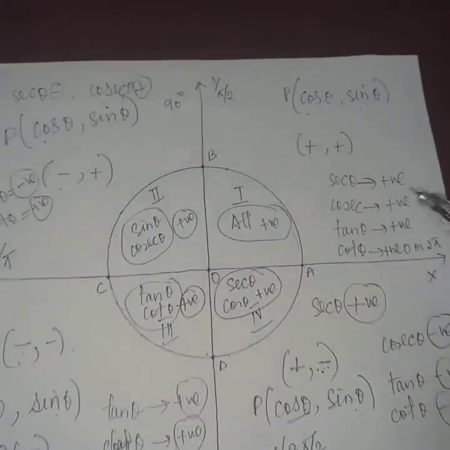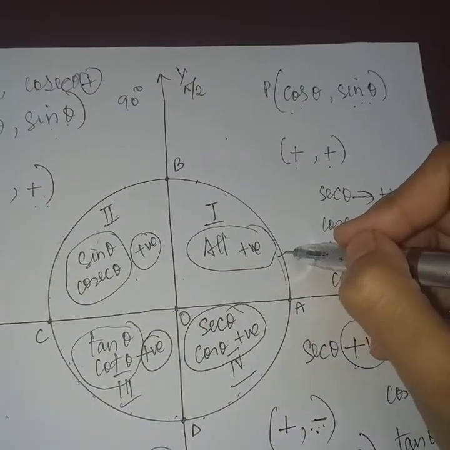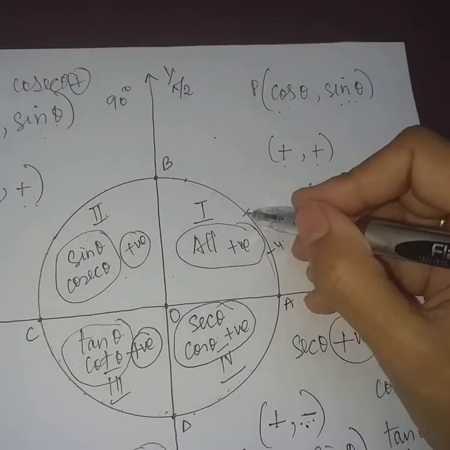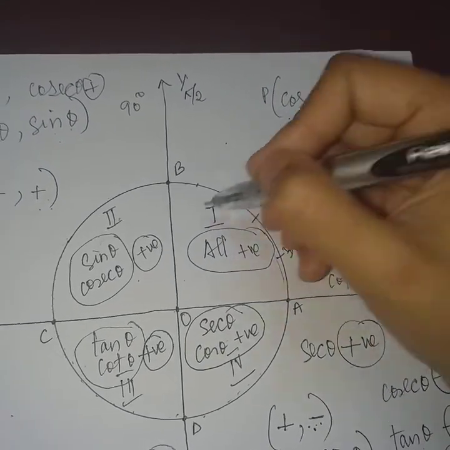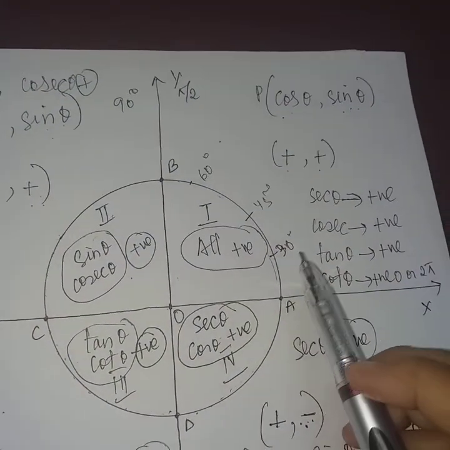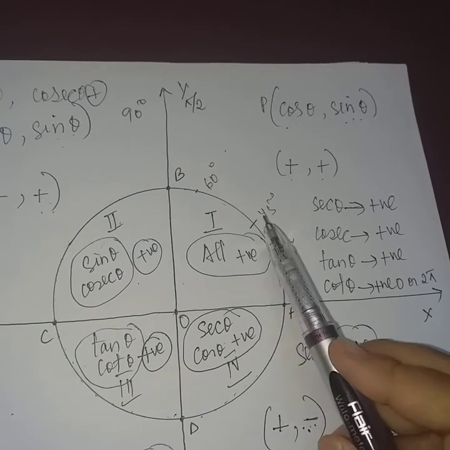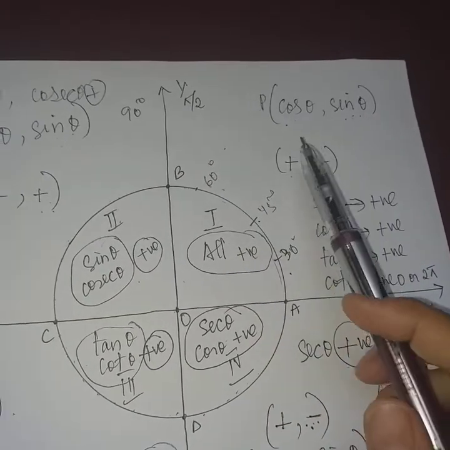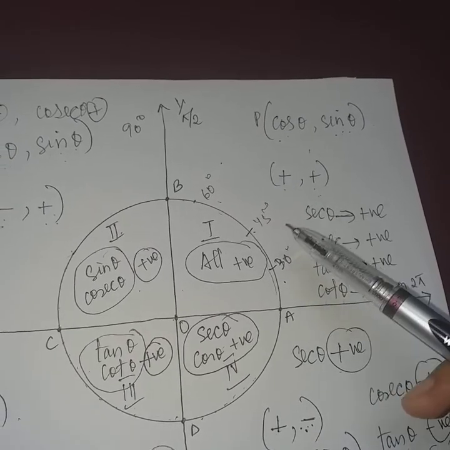So now we have angles between. Now in the first quadrant, what are the angles? We have angles 45 degree in the middle, 30 degree, 60 degree. So that means for all the values at 30, 45, 60, the trigonometric functions will give a positive value.